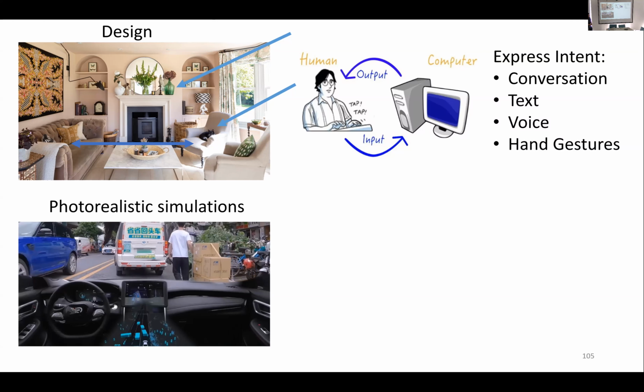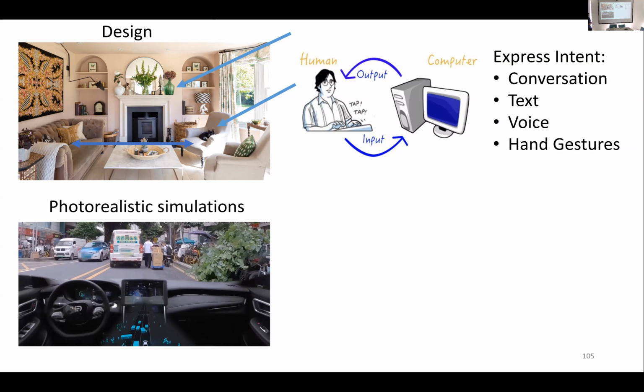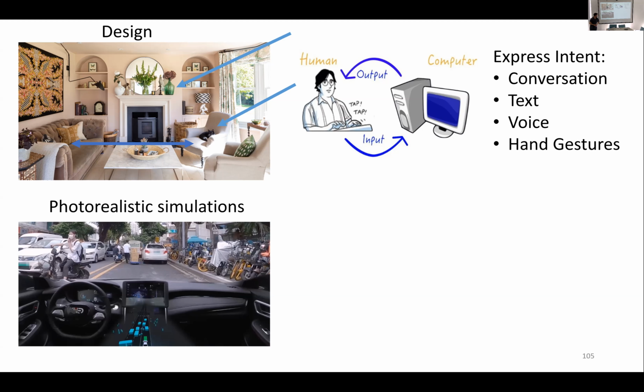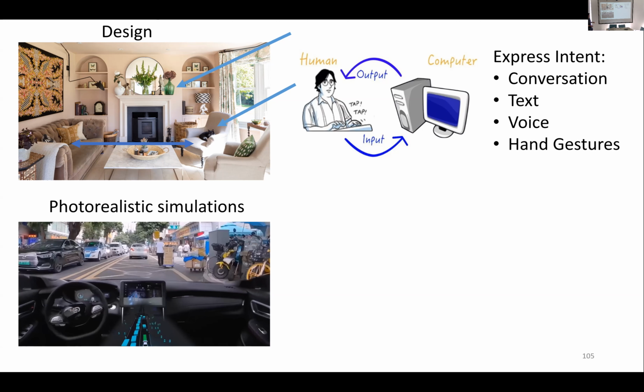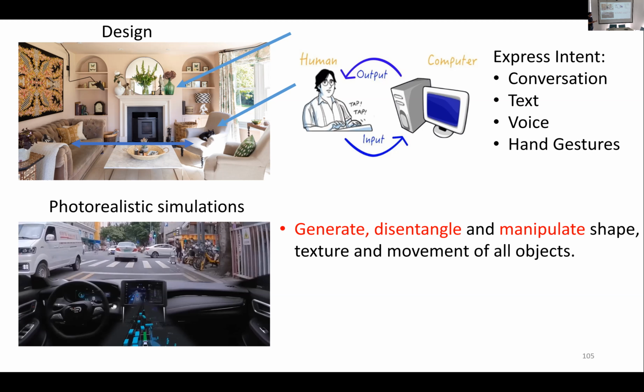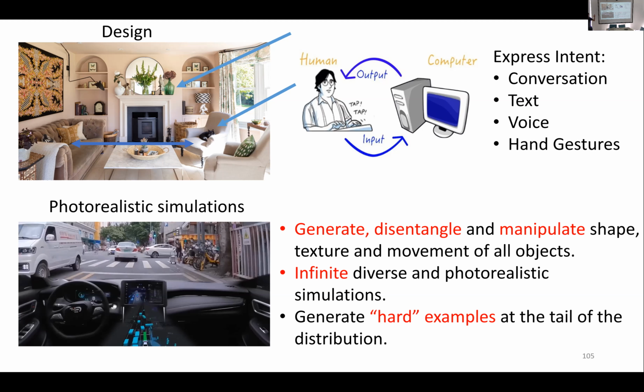A second area that I think is exciting is generating photorealistic simulations, for example, autonomous driving. So imagine you can see an example of a dangerous situation or a difficult task for a self-driving car when someone just approaches it from the left. And if we can generate, disentangle, and manipulate shapes, textures, and the movement of all objects in the scene, then we can potentially generate infinite and diverse photorealistic simulations, but we can also generate those hard examples that are at the tail of the distribution, those that will make it difficult for the self-driving car.